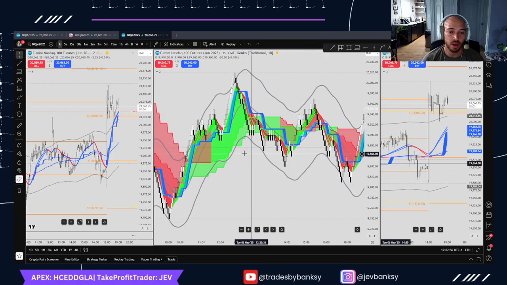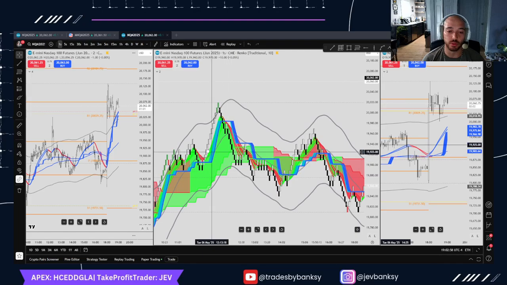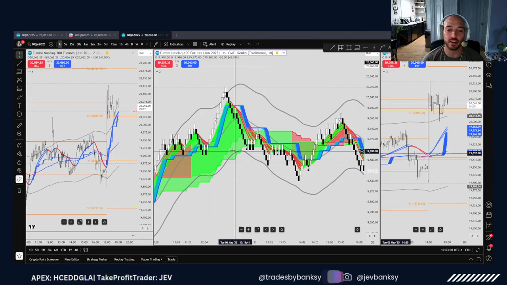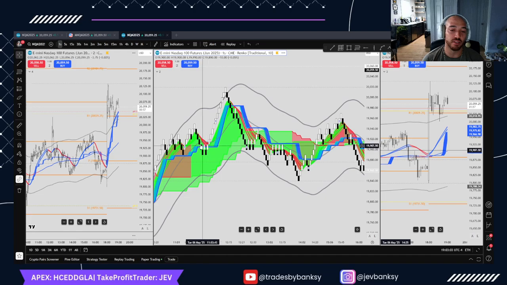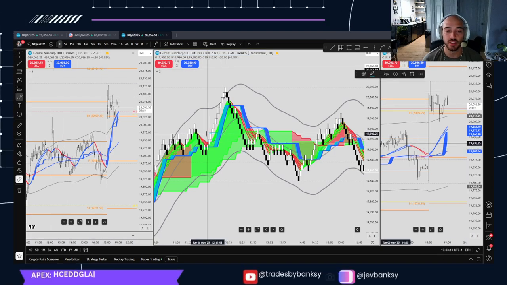And then now essentially what we're doing is making sure that we have the Q line as an added confluence, where it's acting as support or resistance, or dynamic support or resistance, to the point where a trade like this is our entry, right?